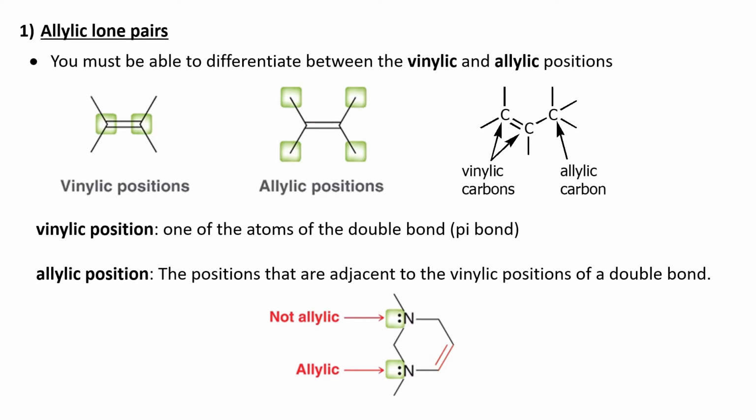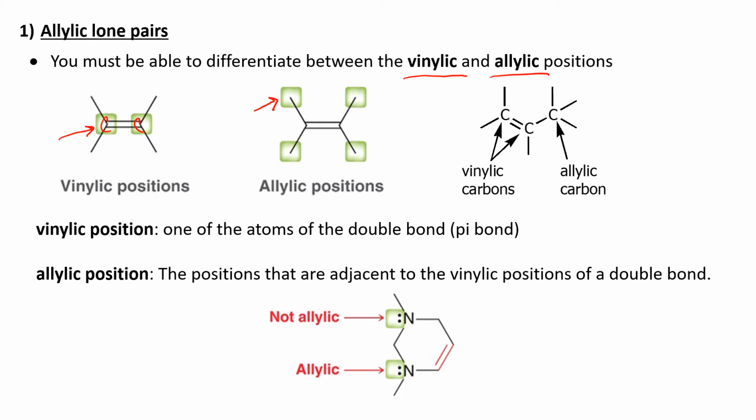So we need to first be able to differentiate between a vinylic and an allylic lone pair. Both of these are positions relative to a carbon-carbon double bond. Vinylic position is one of the atoms in the carbon-carbon double bond. It could be any group or lone pair, and an allylic position is a group or lone pair that is on a carbon adjacent to the carbon-carbon double bond. So if we look from a different perspective with the carbons drawn in, anything on the carbon involved in the double bond is vinylic, and things that are adjacent would be allylic.